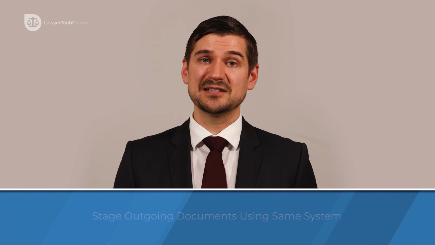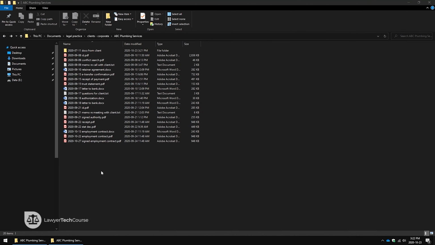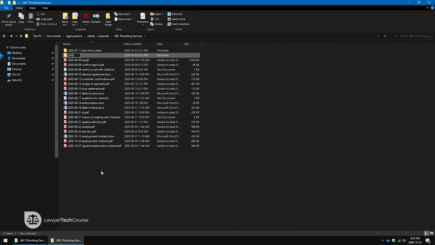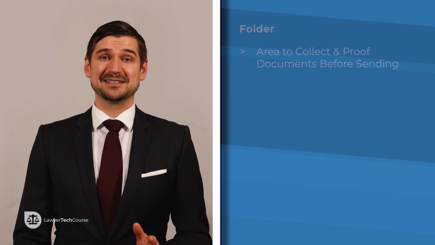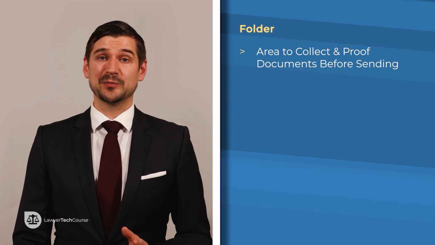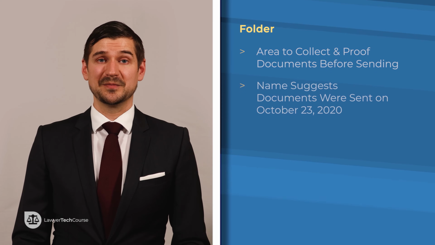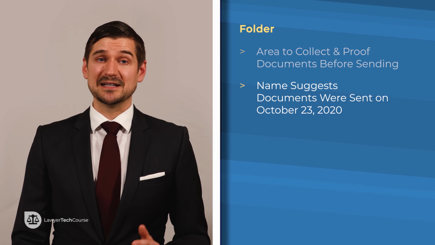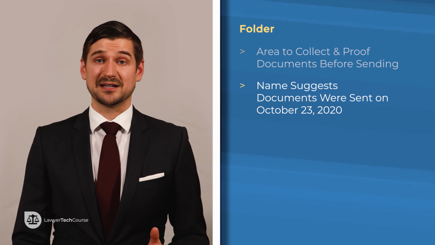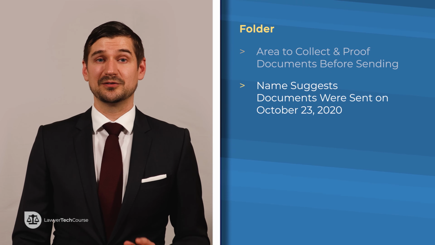Before I send digital files to recipients by email, I would stage them using a similar system. For example, if I sent a letter to a lawyer named Kelly Brown on October 23, 2020, I'd first place the documents in a folder entitled 2020-10-23 Docs to Kelly Brown. By taking this step, I have a place to collect my documents and ensure that they're complete and correct before sending them. Further, if I see the folder in the future, its name will suggest that the contents were sent to Kelly Brown on October 23, 2020.